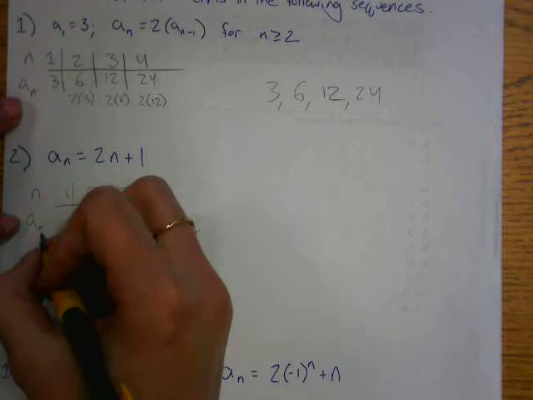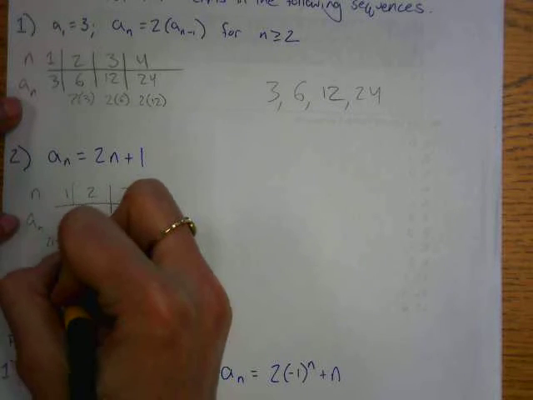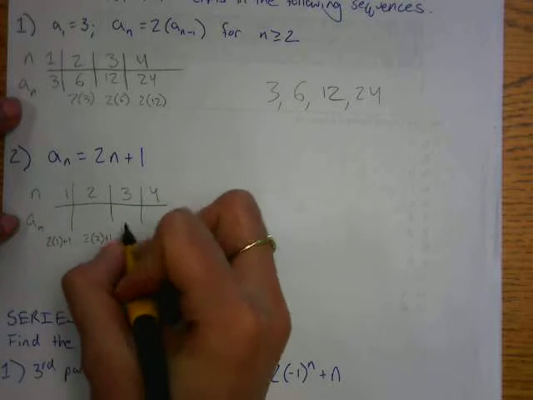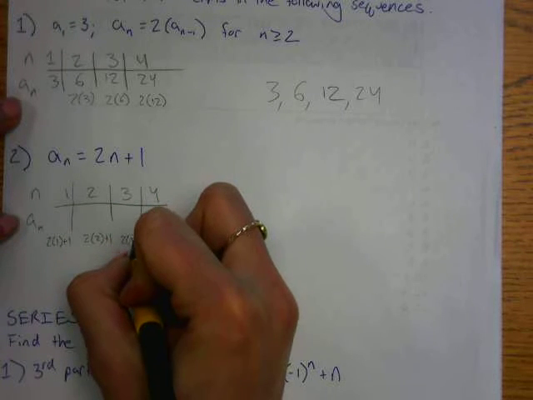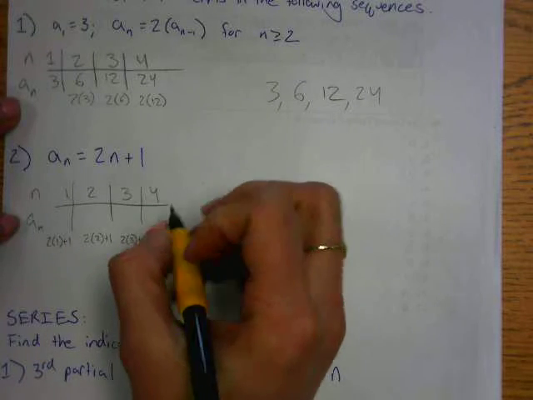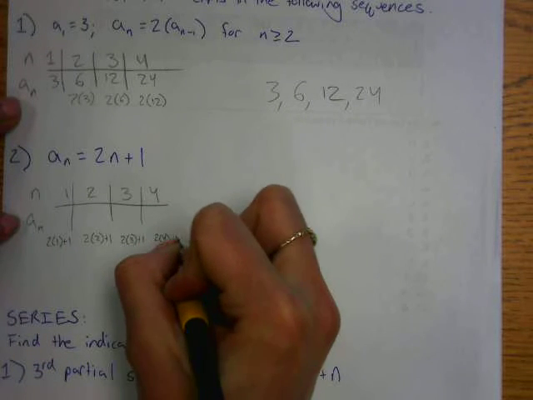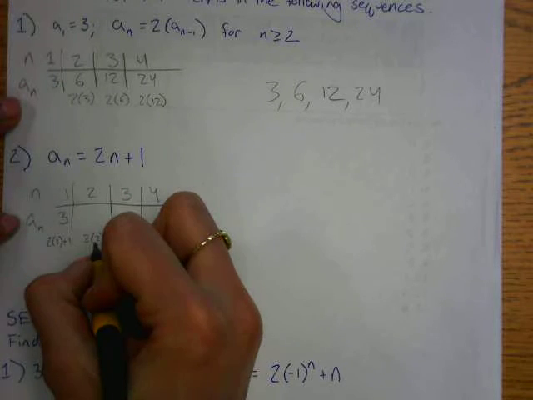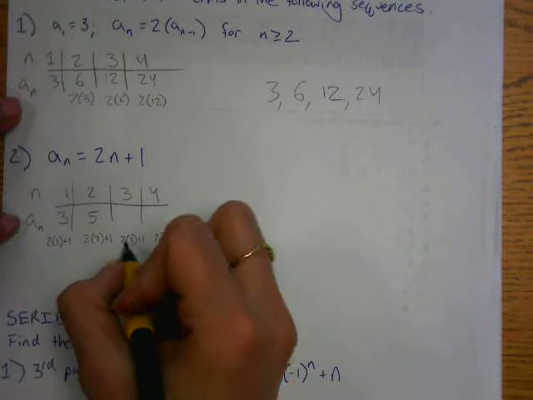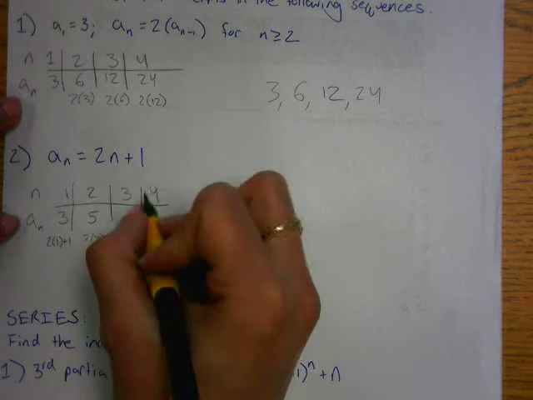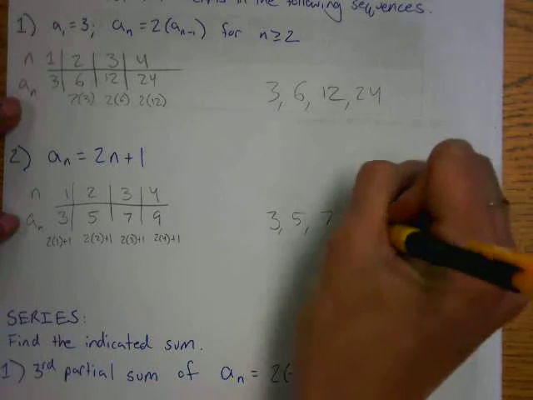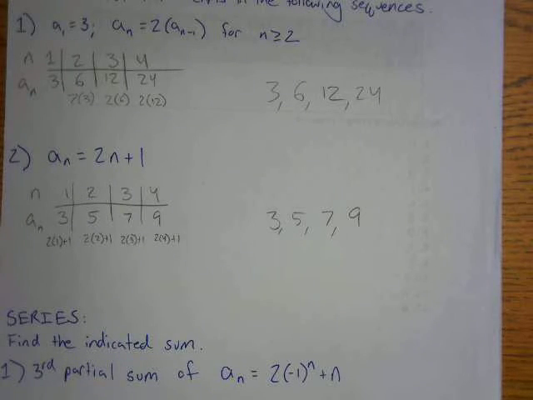So for a1, I'm going to say 2 times 1 plus 1. For a2, I'm going to say 2 times 2 plus 1. For a3, 2 times 3 plus 1. And for a4, 2 times 4 plus 1. And what we end up with is 2 plus 1 would be 3, 4 plus 1 would be 5, 6 plus 1 would be 7, and 8 plus 1 would be 9. 3, 5, 7, and 9 are the first 4 terms of our sequence.